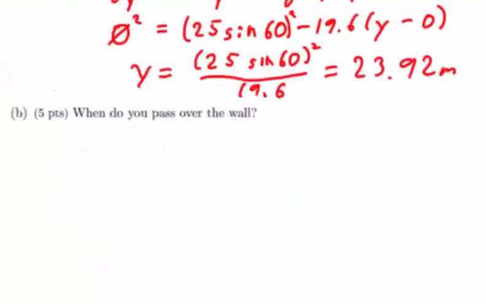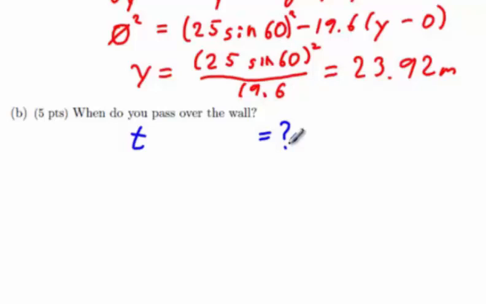Part B asks us to calculate, when do you pass over the wall? When is a question which is answered by supplying a value for time. However, when is an ill-formed question. We need to make it into a well-formed question.